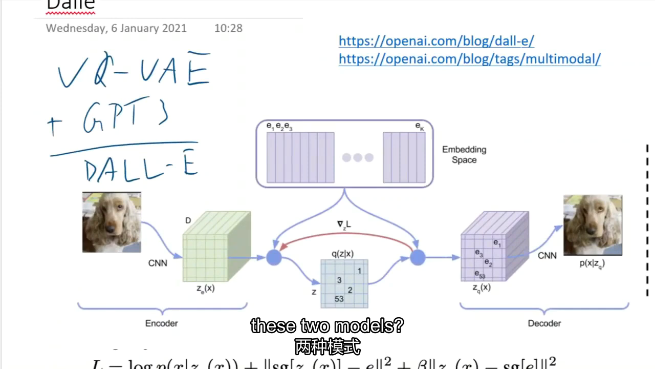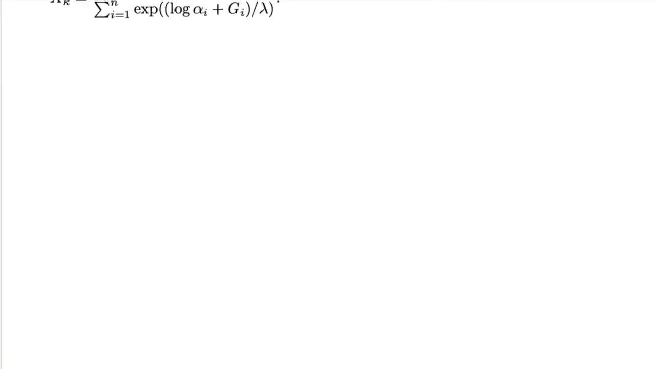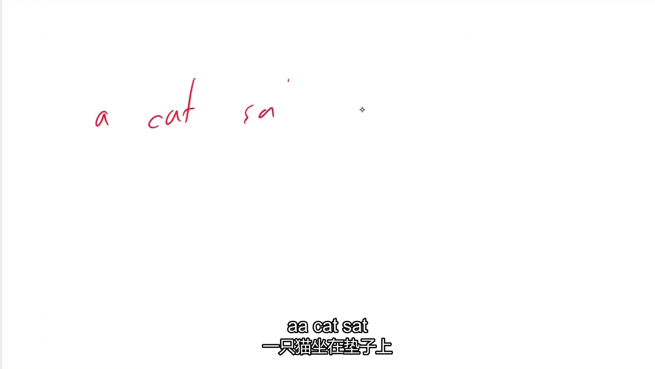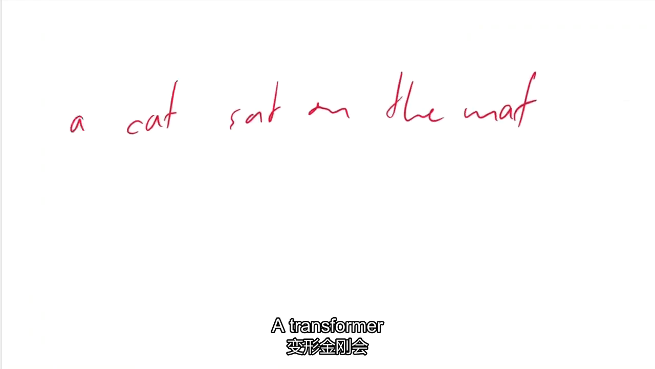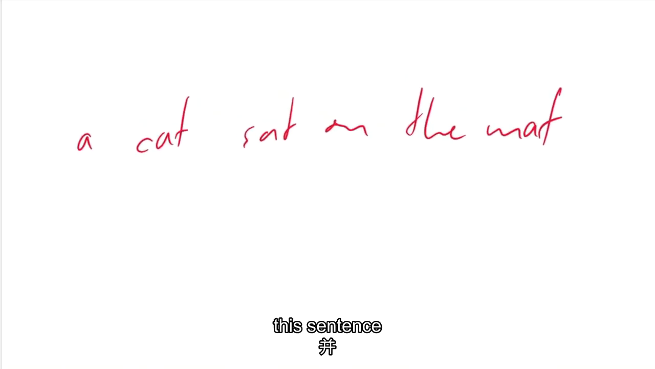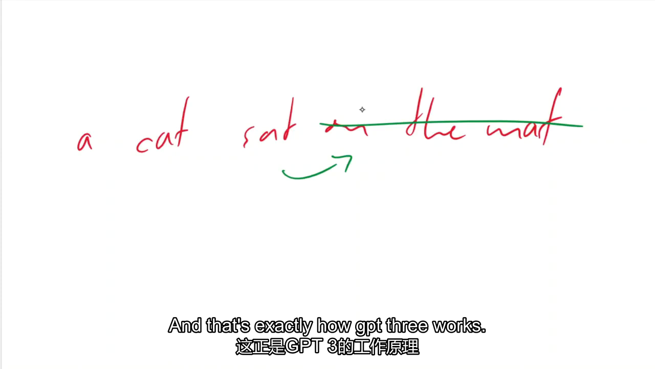Why combine these two models? GPT-3 is extremely good at modeling language, right? So if I have a piece of text, let's say, a cat sat on the mat, a transformer will be very good at understanding this sentence and being able to complete it. If I cross out the end and ask a transformer to continue the sentence, it will be able to continue just fine if it is trained well. And that's exactly how GPT-3 works.